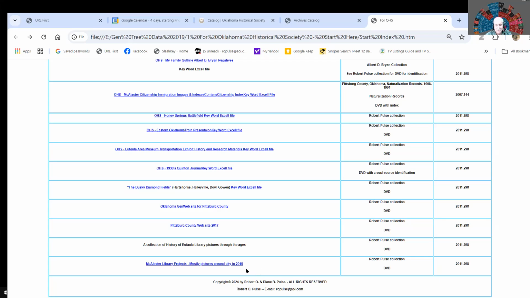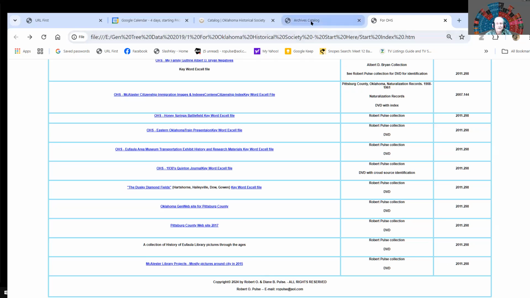McAllister Library Projects. These are pictures that were done around the city of McAllister in 2015. Buildings, WPA projects, various shots of interesting objects in McAllister at the time. May be useful in the future for people that are interested in that.